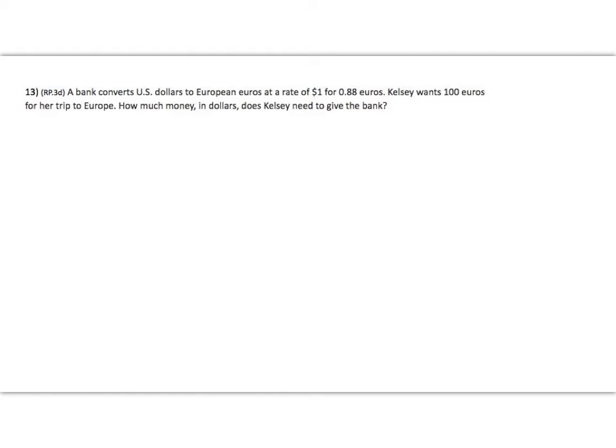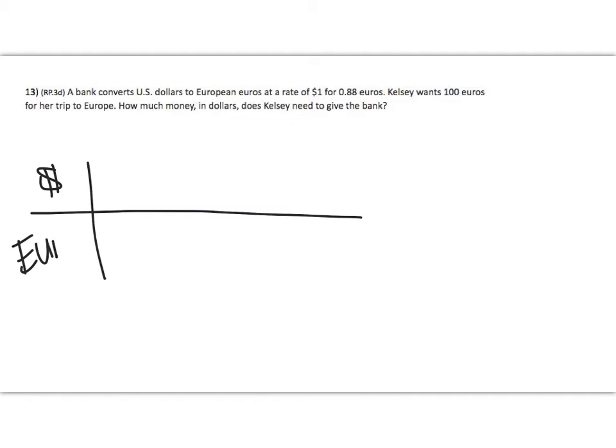13. This one is extremely tricky. And not my favorite problem, let's be honest. A bank converts US dollars to European euros at a rate of $1 for 88 hundredths euros. So I already know I need to create a table that's dollars to euros. And I can use this information to fill in the beginning of my table. $1 to 88 hundredths euros.